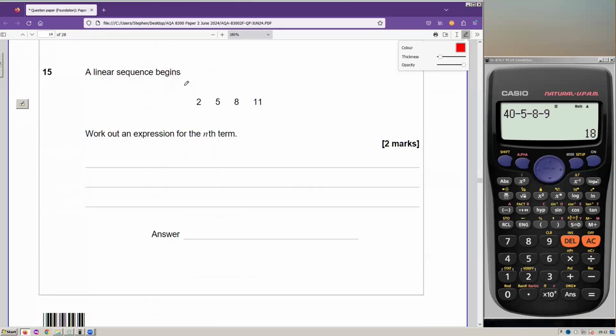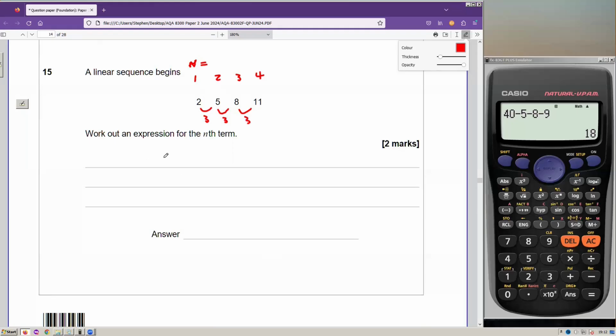A linear sequence begins 2, 5, 8, 11. Work out an expression for the nth term. So this is the first. N equals 1, 2, 3, 4. That's the fourth term there. So that was meant to be n. Okay. Now, look at the difference between them. 2, 3, 4, 5. There's a 3 difference. So you usually show them like this. 3 each time, arithmetic, because it stays the same.